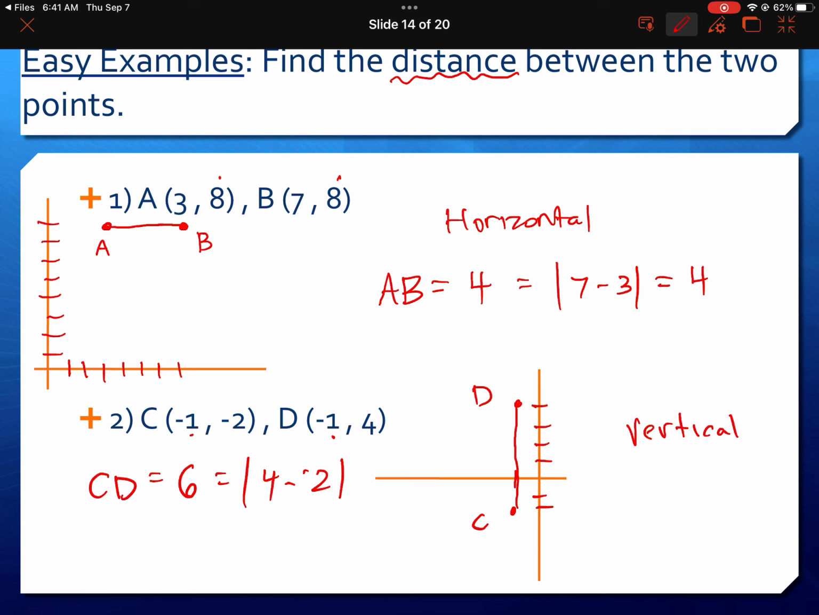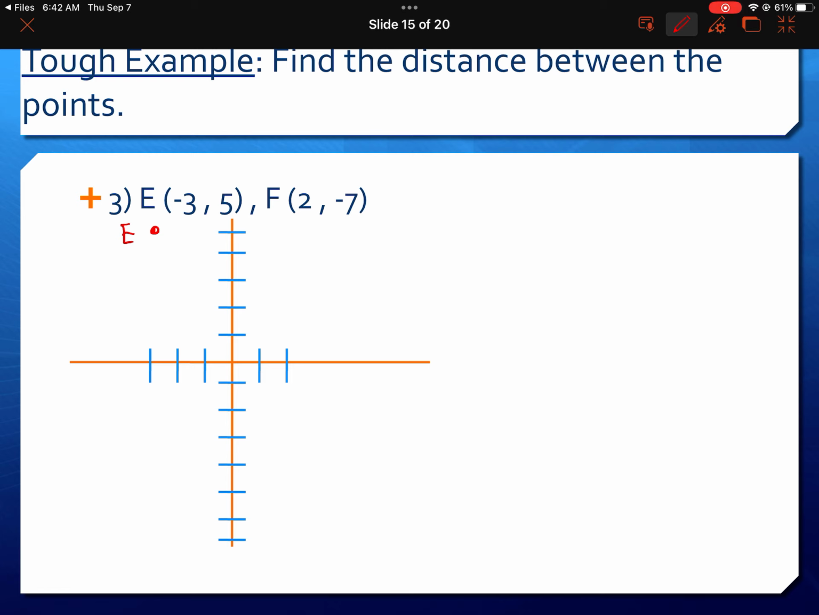Finding distance is simple when the line is horizontal or vertical. And when I say line, I actually mean segment. All you have to do is count or use ruler postulate. You only run into an issue when you end up with a segment that's not vertical and not horizontal, like this one.